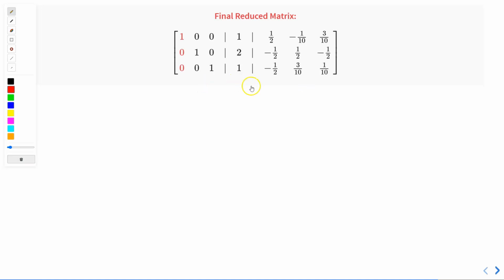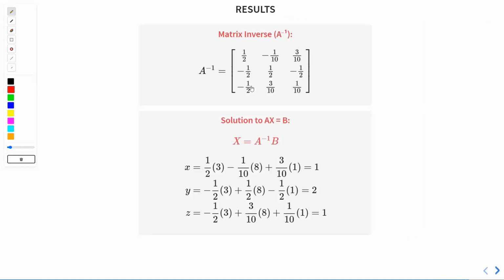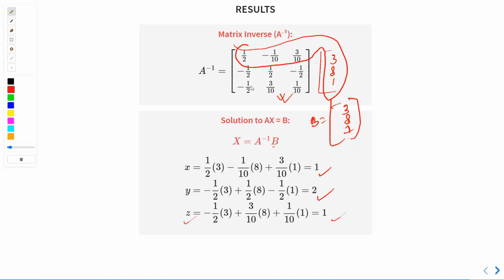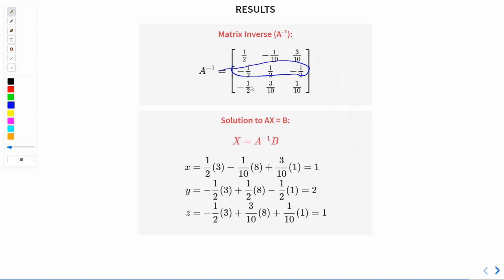A inverse. Now if I verify that, this is my A inverse, and x is equal to A inverse B, because we know that B is nothing but 3, 8, 1. Now A inverse we have, and if I multiply with B, we'll get x is equal to 1, y is equal to 2, and z is equal to 1. If you multiply 3, 8, 1 with this, that will become 1. Then this, and then the B matrix. B matrix means 3, 8 and 1. If I do that, we'll get 2. Similarly, this matrix multiplied with this, we'll get 1. So x will be 1, y will be 2, and z is equal to 1.